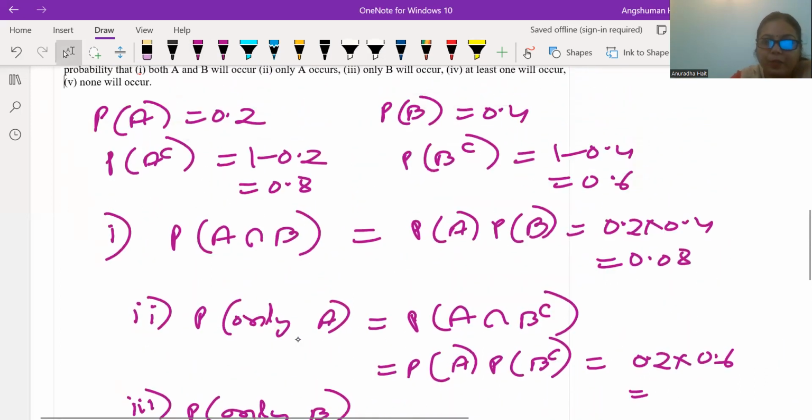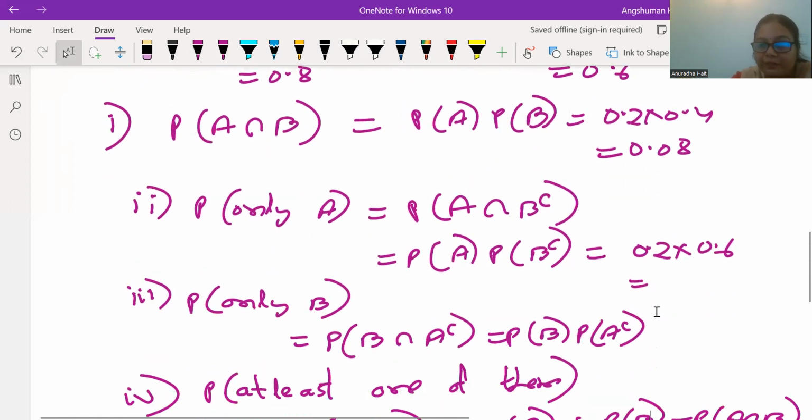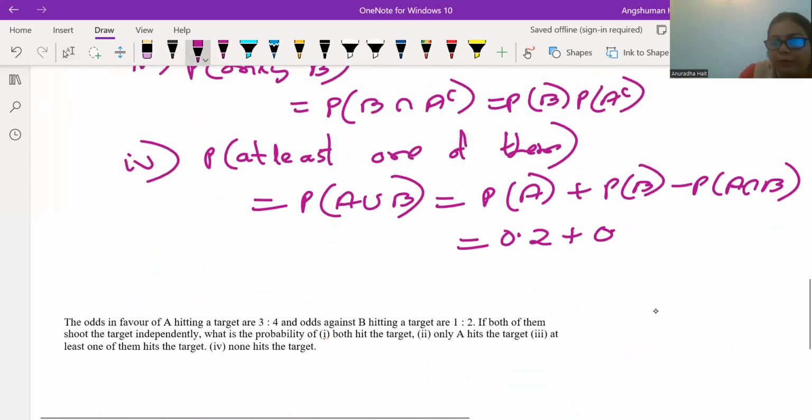Probability of A is 0.2. Probability of B is 0.4. And A intersection B is 0.08. So 0.2 plus 0.4 minus 0.08. You are going to calculate this, and you are going to get the answer for at least one of them.